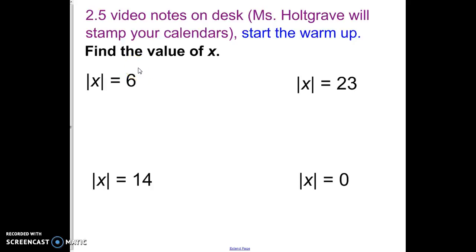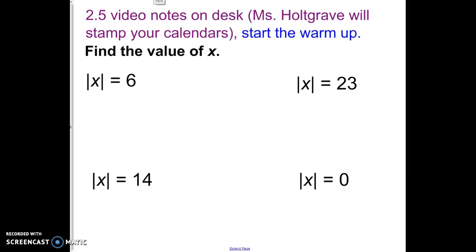Good morning, 7th grade. You should have out your 2.5 video notes and your calendar. Mrs. Holtgrave is going to come around and stamp your calendars if this is completed. While she is doing that, you should be working on the 4 warm-up problems in your notebook. You can go ahead and pause this video until everybody has a stamp and everybody's ready to go.